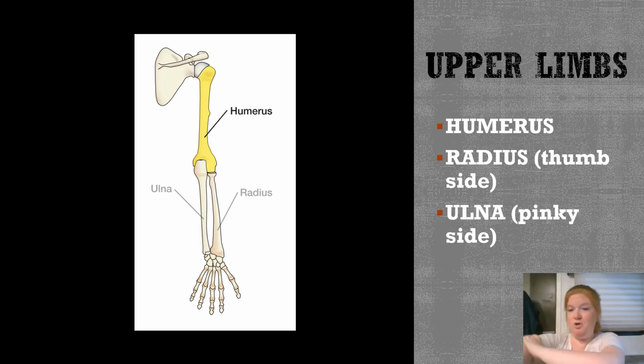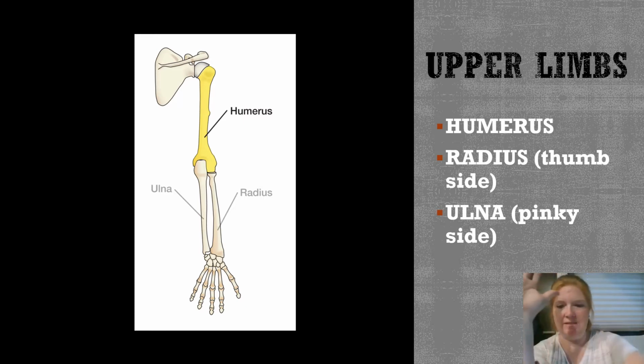We have the humerus. You bang it right here. Ow, not so funny, not so humorous, okay? Then in your forearm, okay? So here's my forearm. Let's move it for a better view. On this side, the pinky side, that's the ulna. On this side, the thumb side, that's the radius. Radius, thumb side, ulna, pinky side. Humerus is up here.